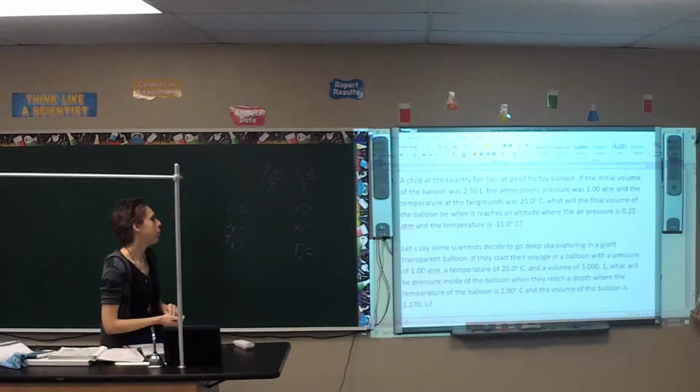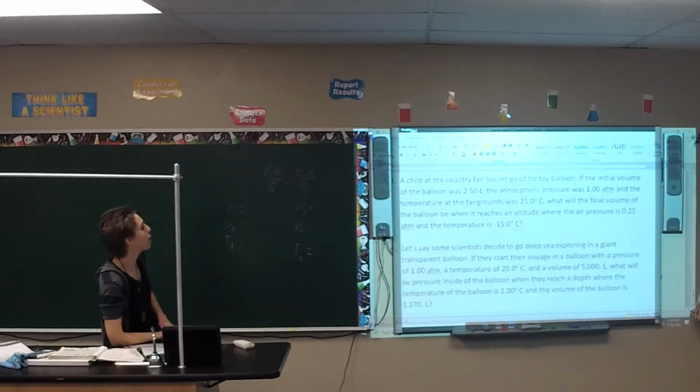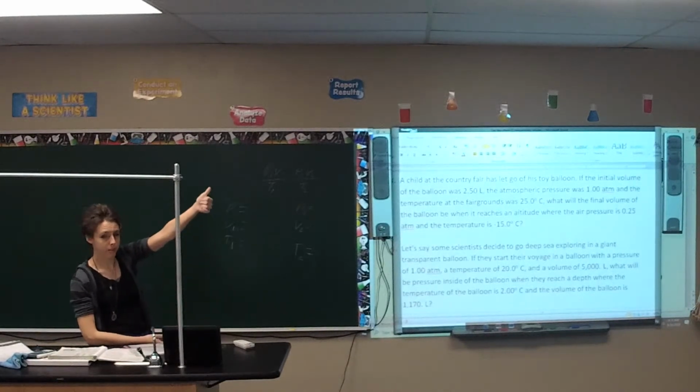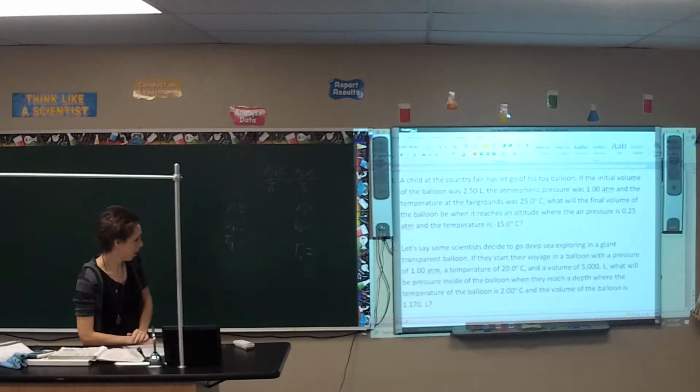Alright, I'm reading number 4. A child at a country fair has let go of his toy balloon. If the initial volume of the balloon was 2.5 liters, the atmospheric pressure is 1 atm, and the temperature of the fairground is 25 degrees Celsius, what will the final volume of the balloon be when it reaches an altitude where the air pressure is 0.25 atm and the temperature is negative 15 degrees Celsius? Remember, the higher in the atmosphere you go, the colder it gets, and there's less pressure, so that's why that changes.